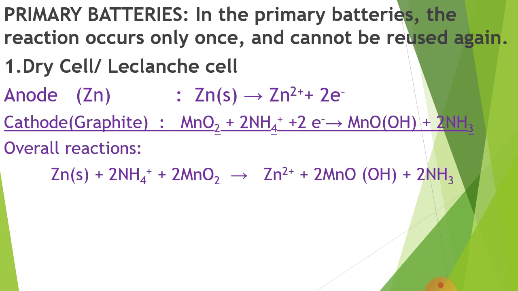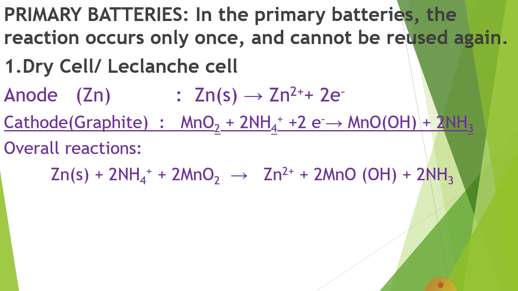Now primary battery. In the primary batteries, the reaction occurs only once and cannot be reused again. That means this type of battery is used only one time. You cannot use this type of battery again and again. Here two examples you have to know. Example number 1, dry cell or Leclanché cell. For this cell you have to know about the anode and cathode reactions and overall reactions.